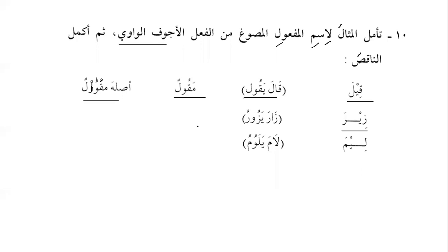Mazurun will be the original form. And asluhu will be mazburun. Mazburun, and as we have discussed, one waw gets dropped, and then this dhamma will be transferred to the letter that comes before it when it is sakin, so it becomes mazurun. Lama yalumu, to blame someone.